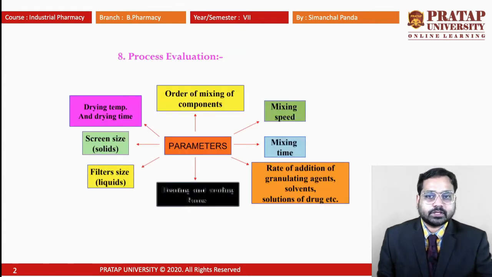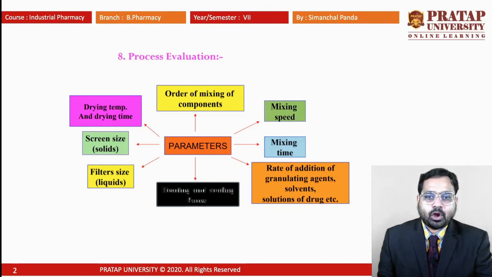Last class we discussed all the parameters of evaluation. So in this class we will start from process evaluation. For any kind of manufacturing, for example tablet processing, it goes through different phases. Each phase is a unit operation, and a unit operation comprises different unit processes. There are different parameters written here.